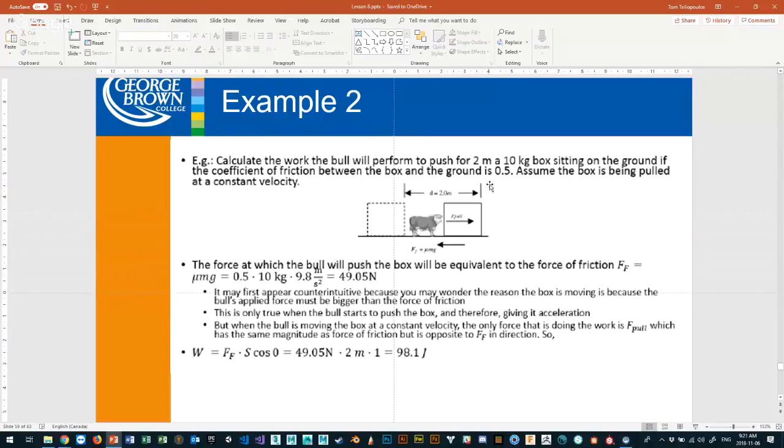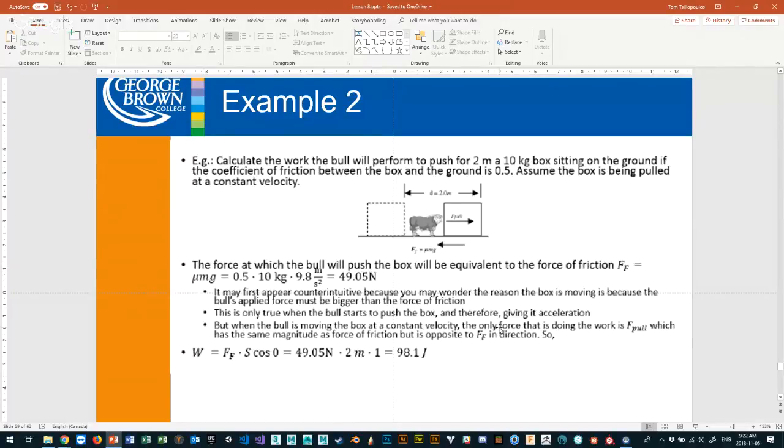So what is this asking? The force with which the bull will push the box will be equivalent to the force of friction, right? Because again, you look at the normal force. The way you find friction is the coefficient of friction times mass times gravity, which is the normal force, equal to 0.5 times 10 kilograms times gravity, which is equal to 49.05 newtons, right?